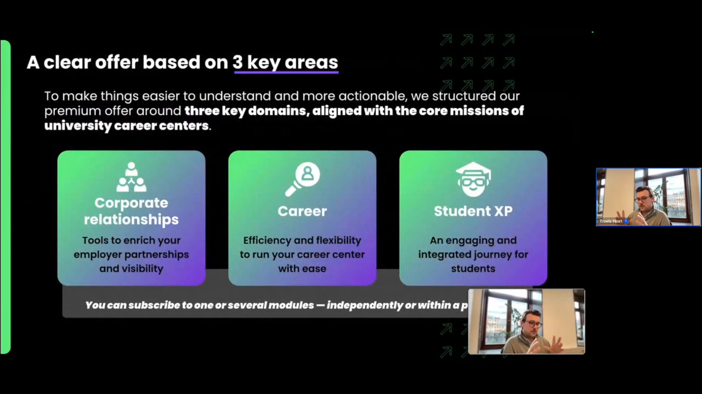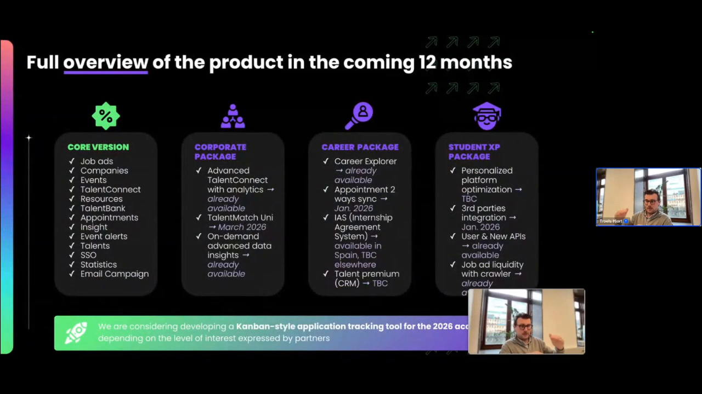So if we look at how this is set up, we have three major brackets or packages, as we call them. We have the corporate relationships package, primarily for your business partners and your external strategic partners. We have the career one, which is more for you internally, for how you can enhance career services. And we have the student experience, so how students can feel a more personalized experience based on their usage of JobTeaser.